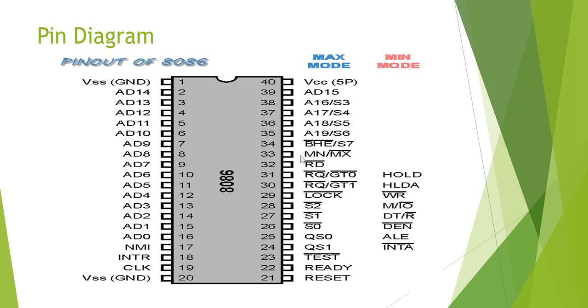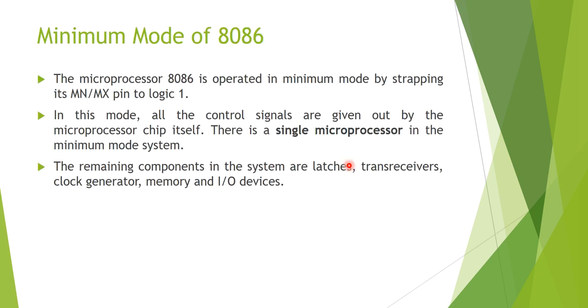The pin number 33 is the MN/MX bar mode pin. So if 1 is applied at the pin number 33, that means the 8086 is working in the minimum mode, and when 0 is applied on this pin, then the 8086 works in maximum mode. So what is the minimum mode and the maximum mode?